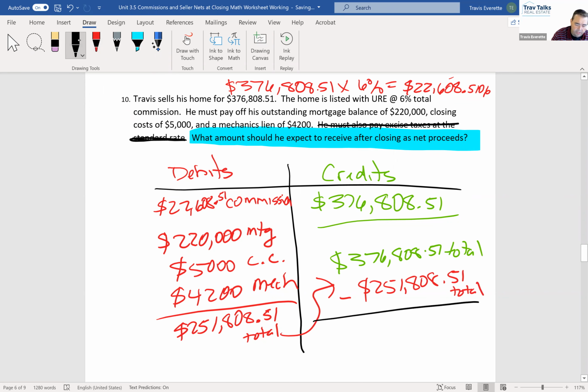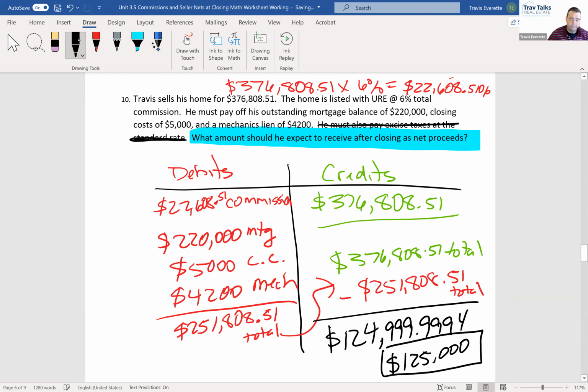And once I do that, looks like to me 124,999.9994 or just $125,000 for net proceeds. Okay.